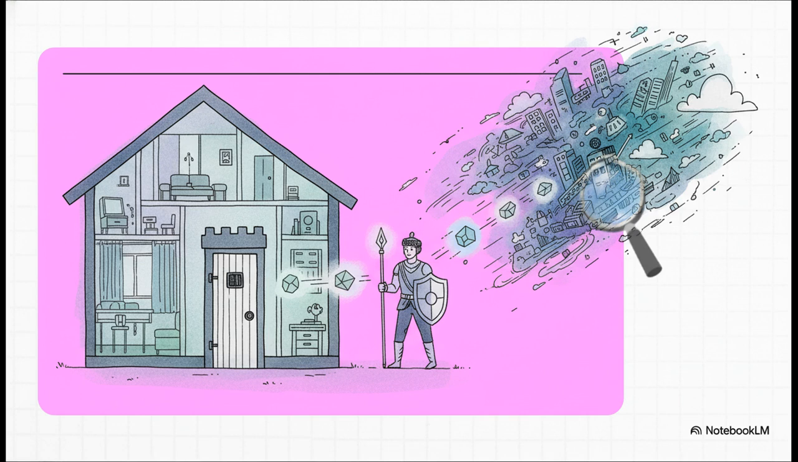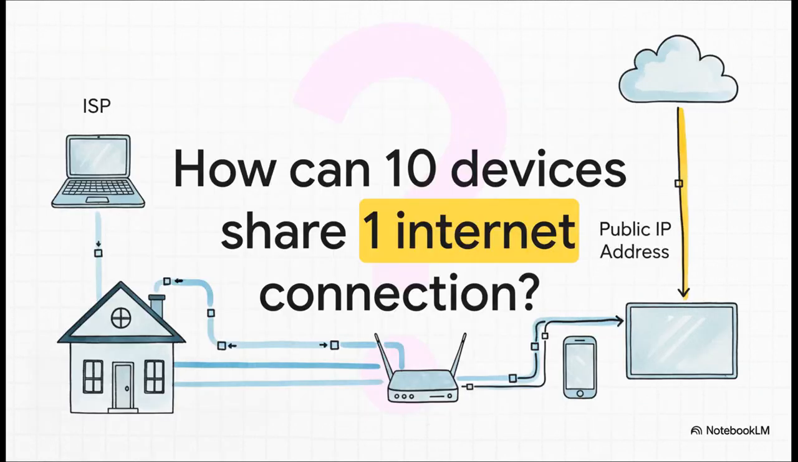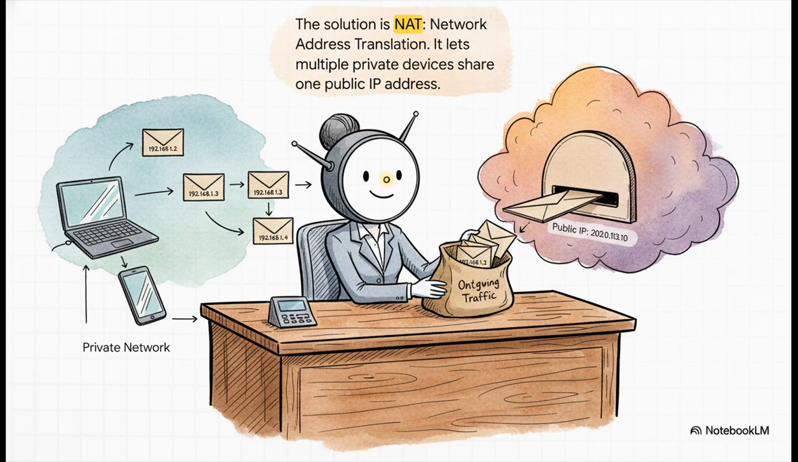Just remember our analogy. The switch works inside the house, the router connects the house to the outside world. But wait a second, this creates a really big problem. Your internet service provider, your ISP, they usually only give your entire house one single public IP address. So how can your laptop, your phone, and your TV all use the internet at the exact same time? The magic behind this is a technology called Network Address Translation, or NAT. And let me tell you, understanding NAT is a huge part of passing your exam.